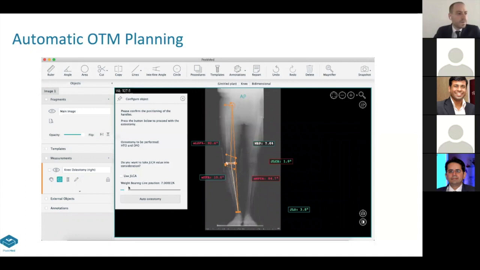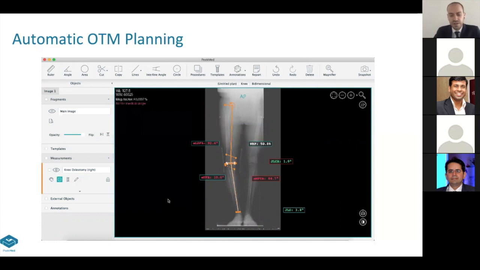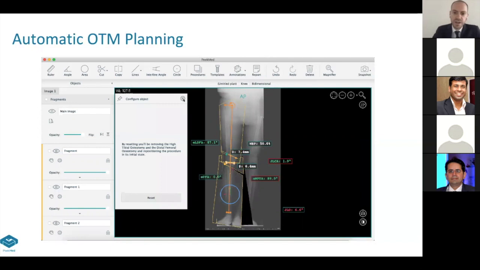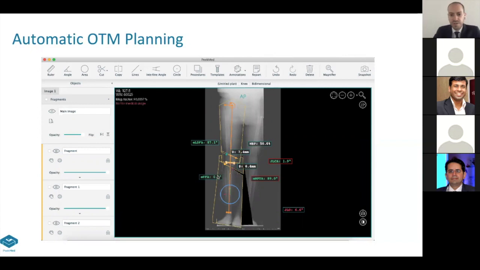And then you just click auto osteotomy and it does the cuts. It says how many millimeters you have to cut on the tibia, how many millimeters you have to close on the femur. So in this case, if you see, you would take 7 millimeters from the femur, and that same wedge could be used for the 6.4 millimeters on the tibia. So you see a complex deformity, really easy to perform. Everything is green, so you're doing the right thing.